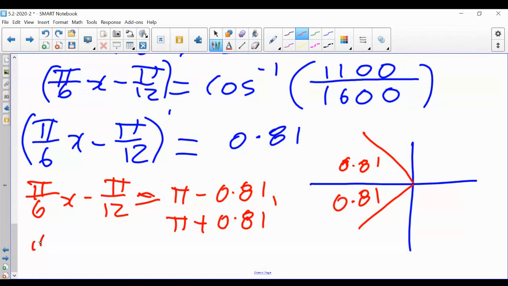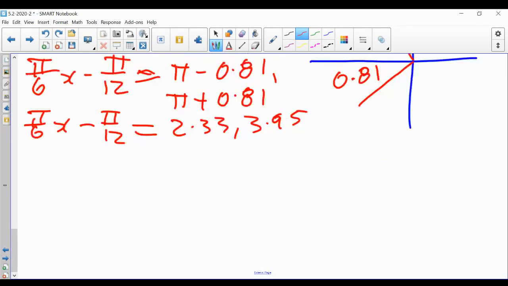Remember, this is pi over 6 x minus pi over 12. Give me what those two answers are, please. What is the pi minus 0.81 and what is the pi plus 0.81? Give me those two answers very quickly, please. I'm running rapidly out of time here. We may have to finish this question up tomorrow. So 2.33, and what's the other answer? Please, quickly. 3.95, okay.